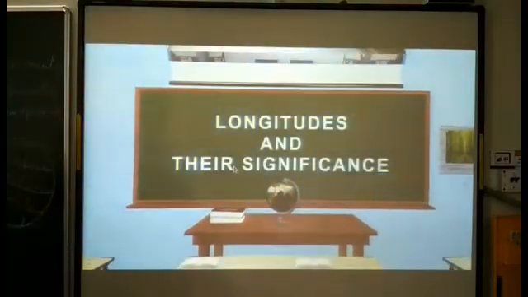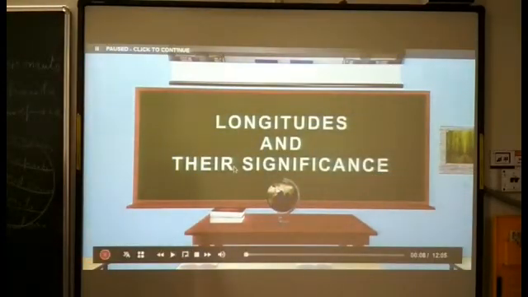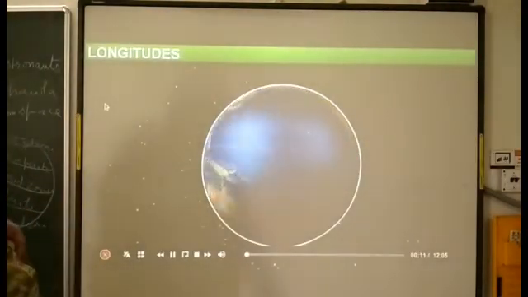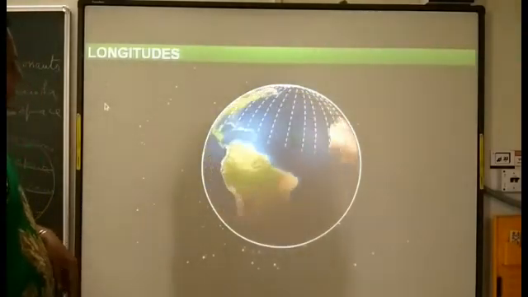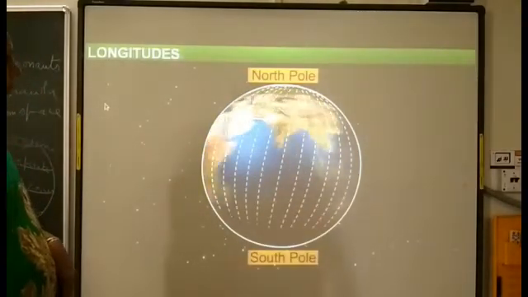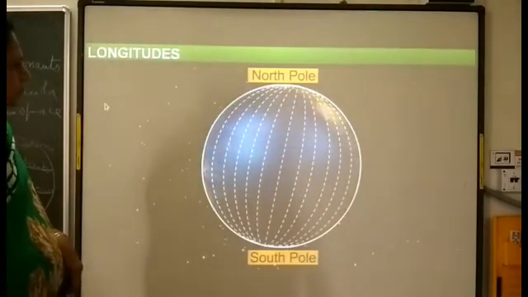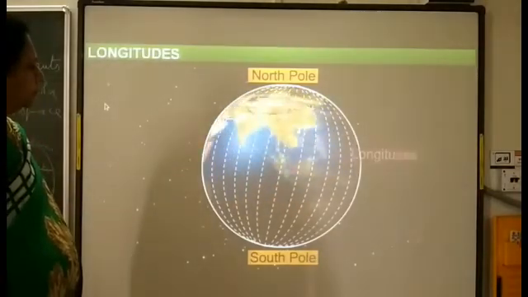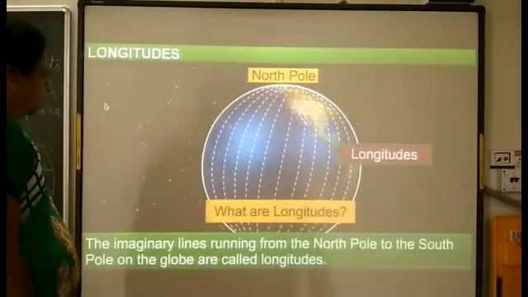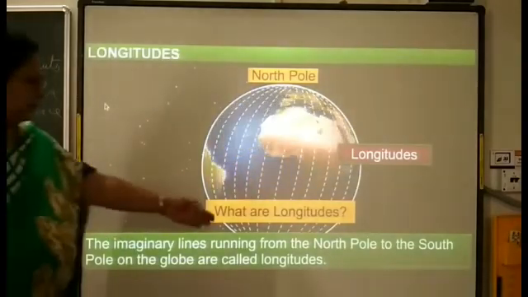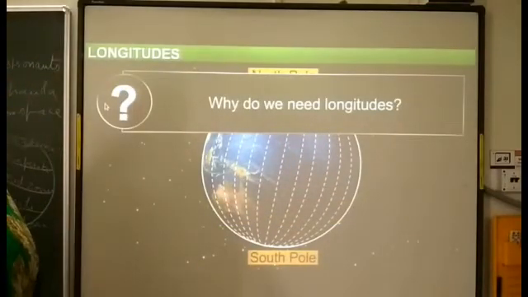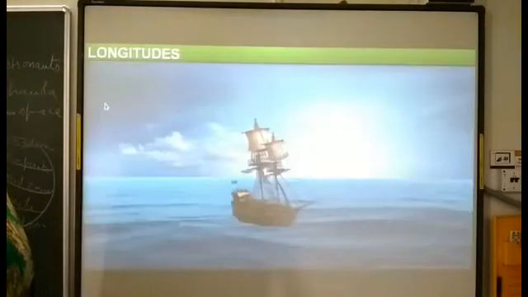In this module, you will learn about the concept of longitudes. If you look at this globe, you will notice lines running from the North Pole to the South Pole. The Earth actually doesn't have such lines. These are imaginary lines called longitudes. This is the definition of longitude. Why do we need longitudes? How do they help us?